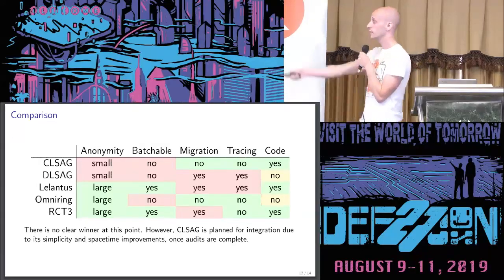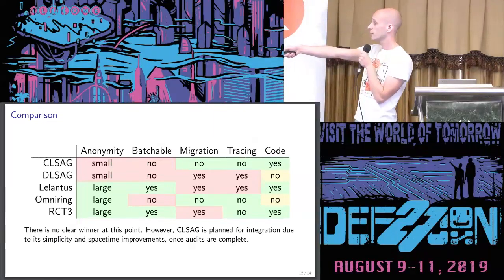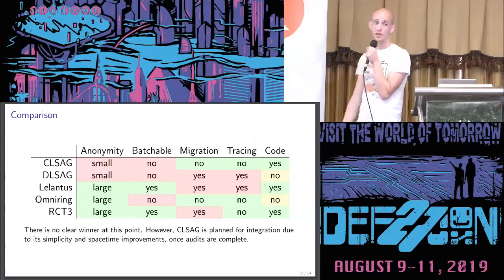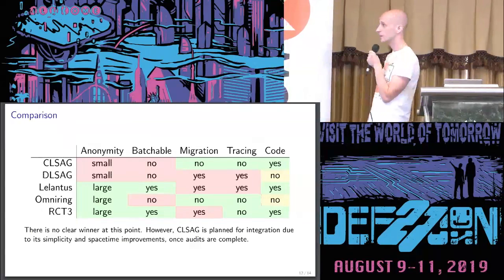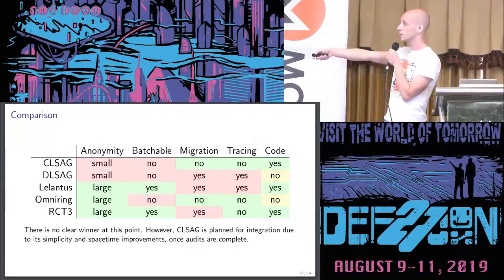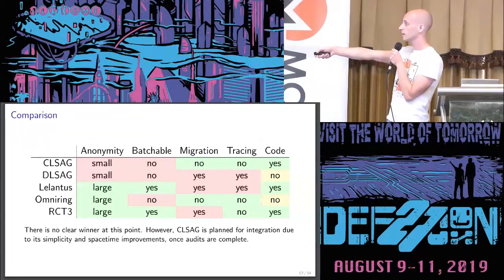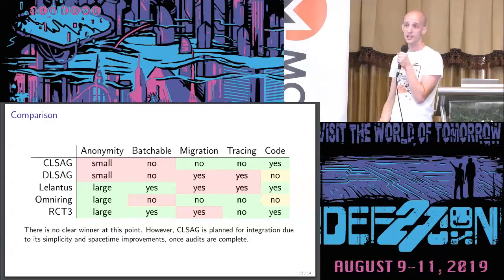However, I can say that right now, CLSAG, provided it passes audits, which are looking like they will probably be pretty good so far, definitely will go through as a current drop-in replacement for what we have now. The code's very, very simple, and despite the fact that it doesn't really increase anonymity or allow batching, it doesn't require migration, there is no tracing, we have code for it, and it is more efficient, just slightly though.